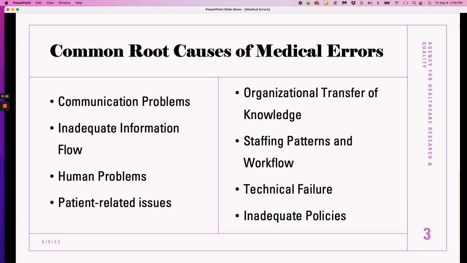There can be a real problem with not sharing adequate information at that time. The more stressed the staff is, and the more inadequate the staffing is, the more likely medical errors are. Technical failures can be complications of medical devices, implants, or pieces of equipment. And inadequate policy is often a failure to have documented or adequate policies and procedures in place to be followed. So all eight of those are common causes of medical errors.